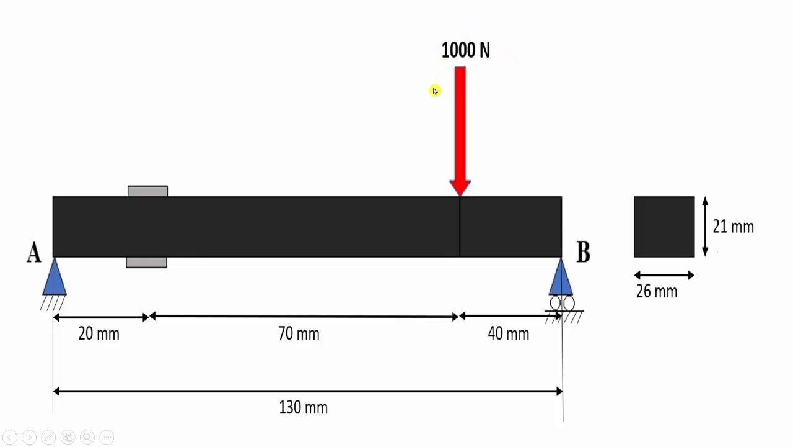We will be applying load of 1000 Newton in downward direction, that is in negative Y direction, at 40 mm distance from roller support or 90 mm distance from hinge support. We will be calculating stress value at 20 mm from hinge support or 110 mm from roller support. So let us start with analysis of our simply supported beam.